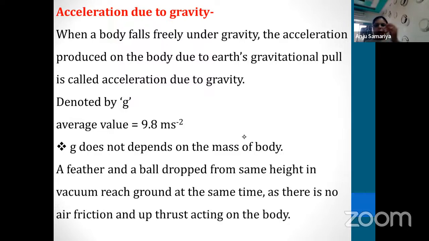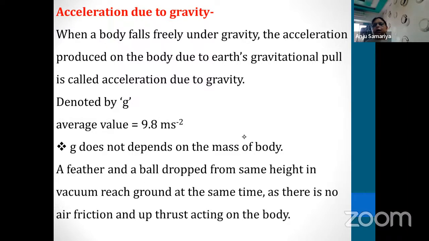Acceleration happens whenever there is a force acting on a body. And when the force is the gravitational pull, then that acceleration produced will be called acceleration due to gravity. So when a body is falling down, it is under the impact of acceleration due to gravity.